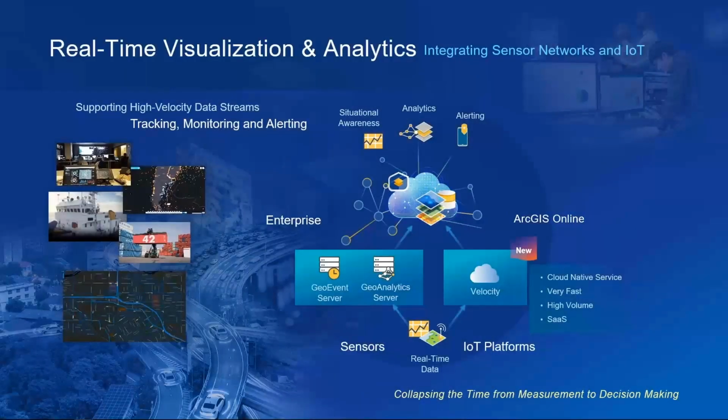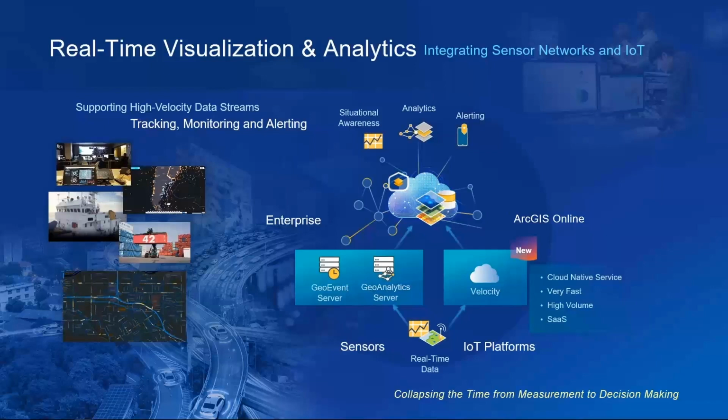Within the ArcGIS system, ArcGIS Velocity is part of our real-time visualization and analytics capability. In many ways, it's a sibling product to what we have in ArcGIS Enterprise today. In ArcGIS Enterprise, you might be familiar with server roles like GeoEvent Server, which allows you to bring in real-time data and do incident detection in real time, and GeoAnalytics Server, which allows you to process high volumes of collected information over time. ArcGIS Velocity includes both of those capabilities in a single solution, and currently as a capability of ArcGIS Online. It's cloud native.